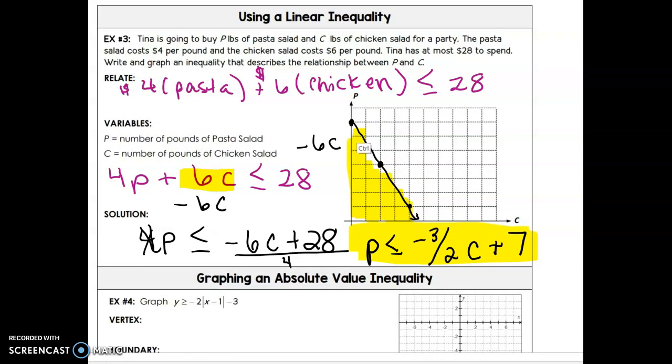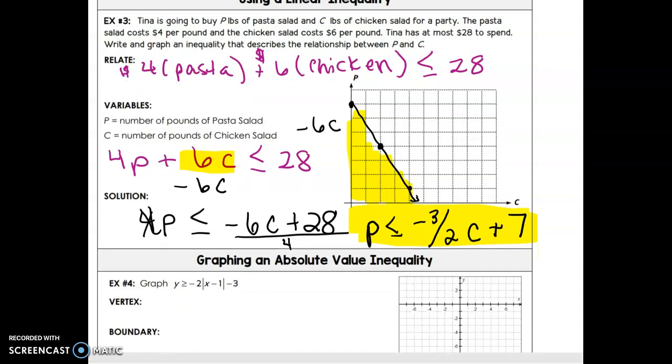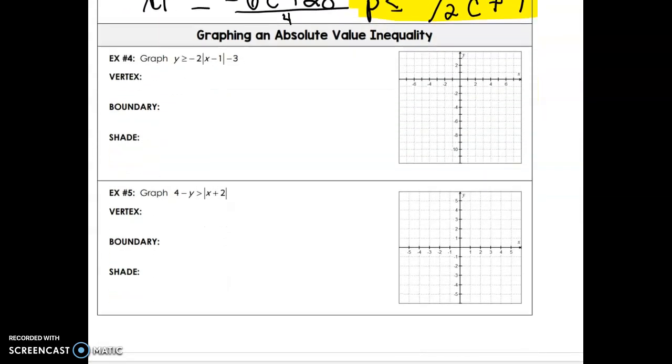So I shouldn't have shaded that little square right there. It should be underneath the solid line, but you get the idea. Okay, so let's look at this one. This graph, we have our absolute value.